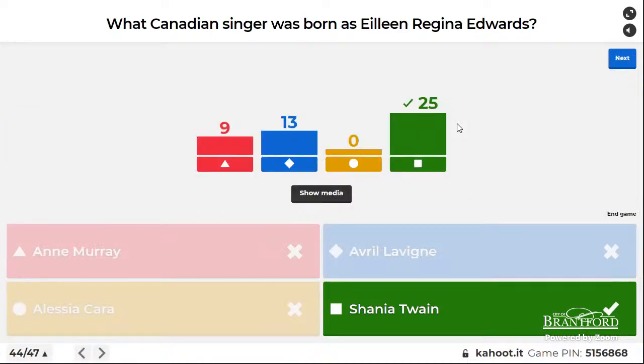All right, time is up. Looks like we've got quite a few country music and Shania Twain fans in the crowd tonight. 25 of you got that correct. So as Twain wanted to keep her last name to honor her adoptive father, she opted to change her first name instead to Shania, an Ojibwe word that means I'm on my way. So now we're on our way to the leaderboard.